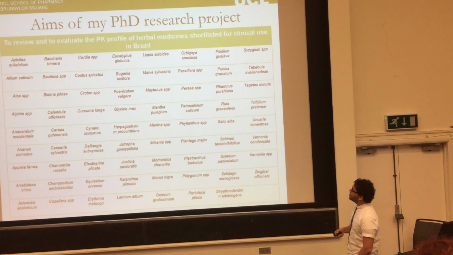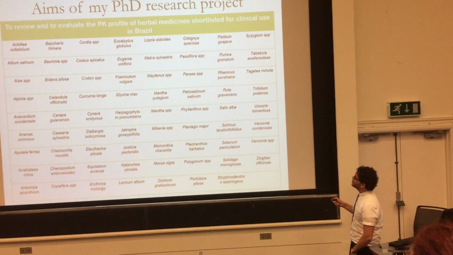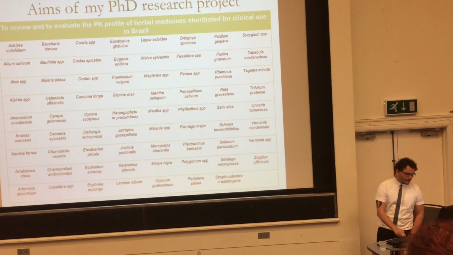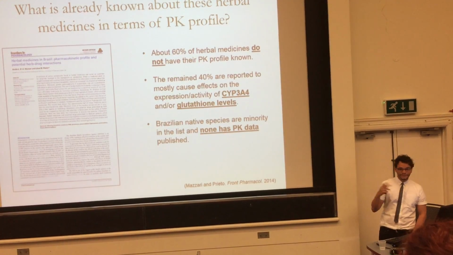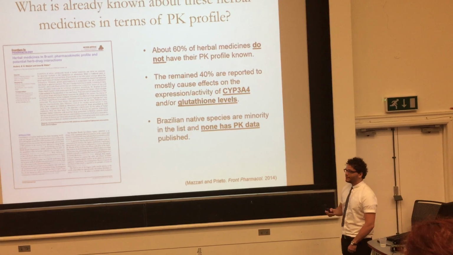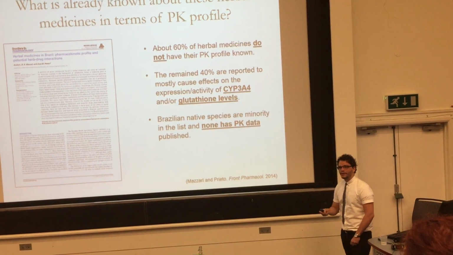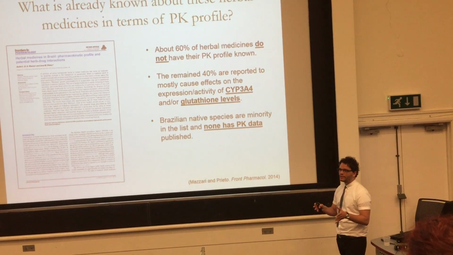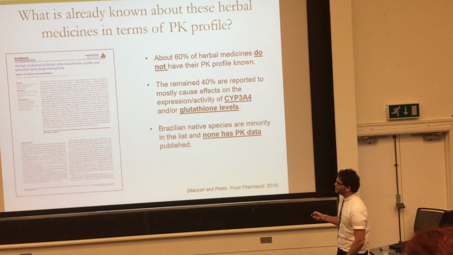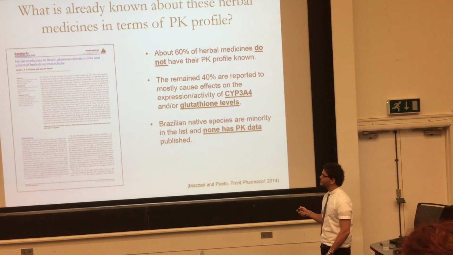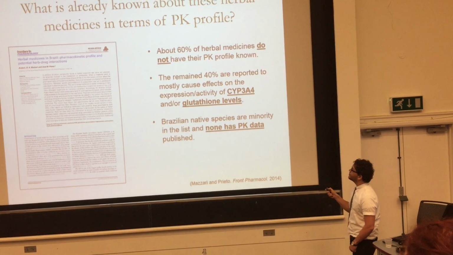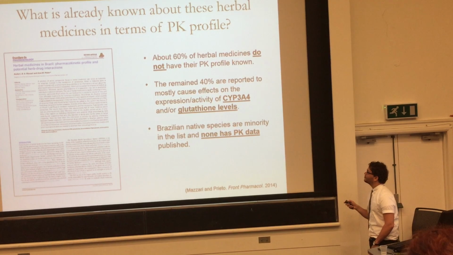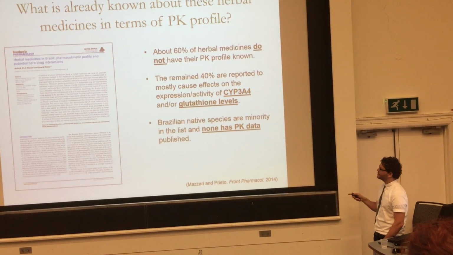First, I want to review and then evaluate the pharmacokinetic profile of herbal medicines shortlisted for clinical use in Brazil. But because I didn't want to reinvent the wheel, I needed first to find out which herbal medicines were actually reported to cause any pharmacokinetic effects on phase 1, phase 2 metabolism, and P-glycoprotein. That was the subject of my first review, published in 2014 in Frontiers in Pharmacology, in which I found that 60% of this list had no known pharmacokinetic profile.